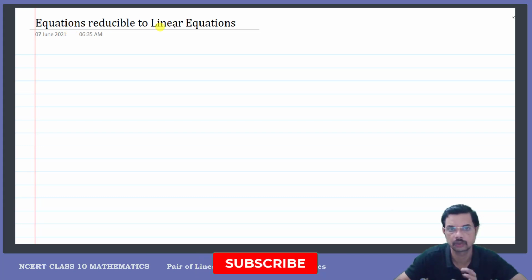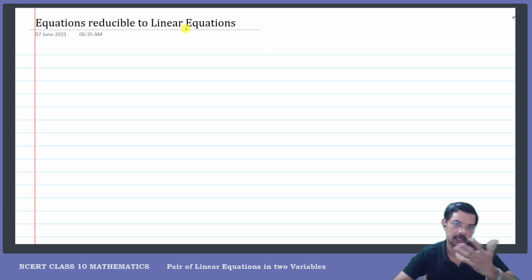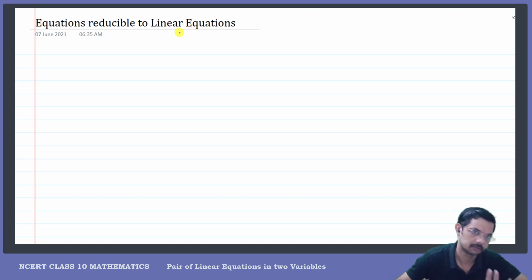Equations which are reducible to linear equations. So what kind of equations can be reduced? Let us understand with an example. Okay, say for example, let's take Example 17 from the textbook. Okay, so solve the pair of equations. Solve the following pair of equations.